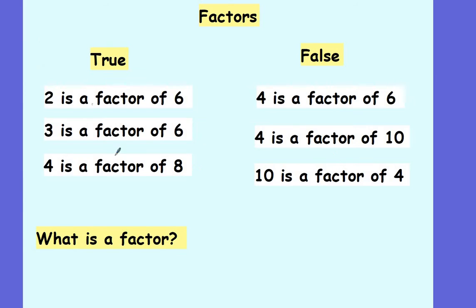So here we go. I've got 3 true statements. 2 is a factor of 6 because I can multiply 2 by 3 to get 6. 3 is a factor of 6 because I can multiply 3 by 2 to get 6. 4 is a factor of 8. False, 4 is not a factor of 6. 4 is not a factor of 10. And 10 is not a factor of 4.